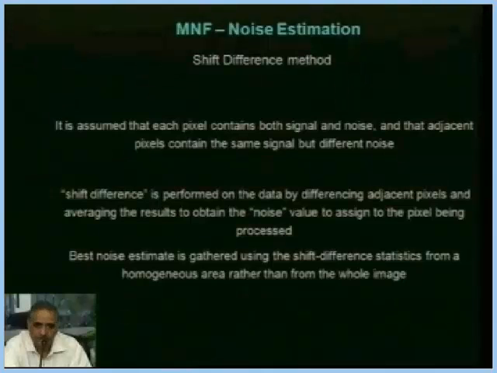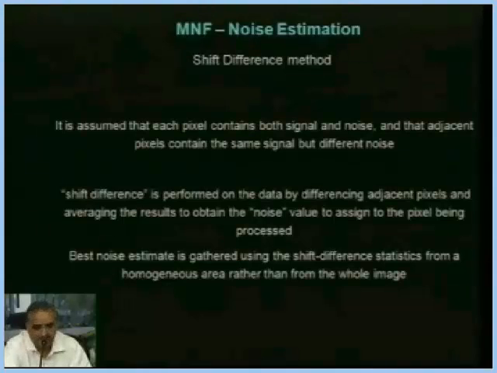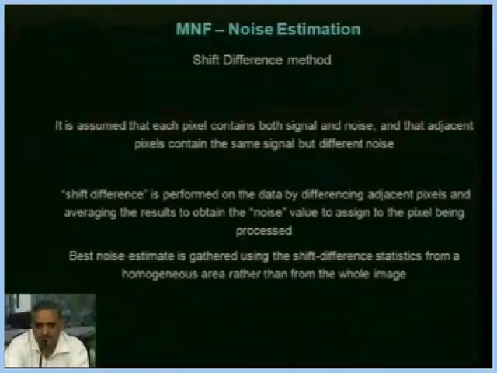It is assumed that each pixel contains both signal and noise, and that adjacent pixels contain the same signal but different noise. Shift difference is performed on the data by differencing adjacent pixels and averaging the result to obtain the noise value to assign to the pixel being processed. In fact, there are two ways of estimating noise. Either you can use the entire image to perform the shift difference method, or use an invariant or homogeneous portion within the image and perform the shift difference method to arrive at the noise statistics.